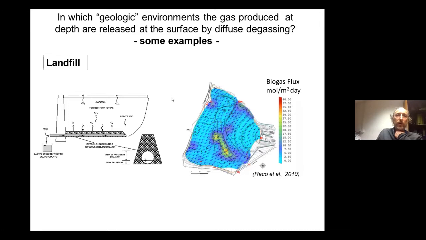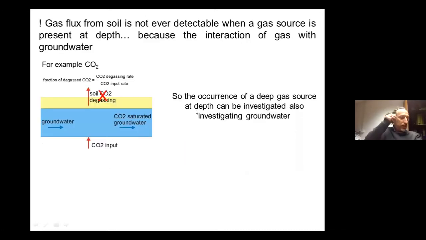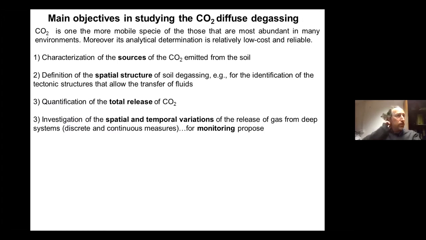But just to make a point, it's not obvious that when we have a gas source at depth we have soil diffuse degassing. This is true at least for soluble gases, like carbon dioxide, because the presence of aquifers, a large quantity of water between the source and the surface, can completely hide the carbon dioxide degassing from the soil. In this case, we need to investigate the groundwater to detect the occurrence of these deep gas sources. But let's see what we want to learn. What are the main objectives of studying carbon dioxide diffuse degassing, for example?